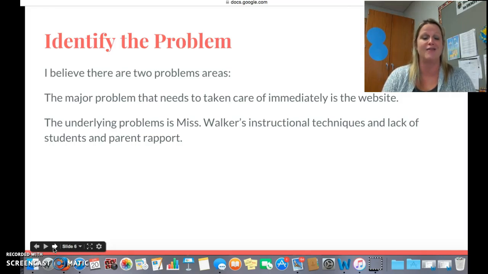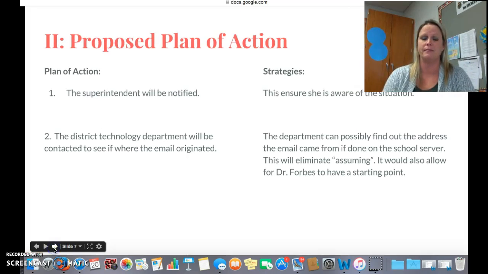I'm not saying that in every case it's the teacher's fault. However, in this case study, I do believe that there are some things going on that need to be taken care of once this major problem is taken care of. So what I'm going to do to take care of this plan: first thing, I'm going to notify the superintendent. On Monday morning, I'm going to call.